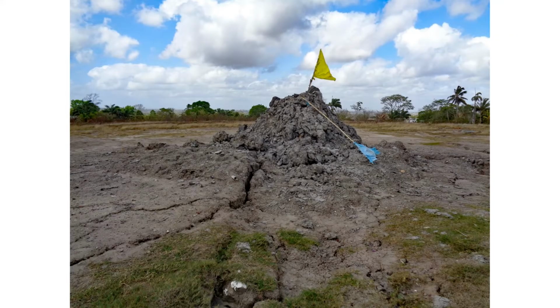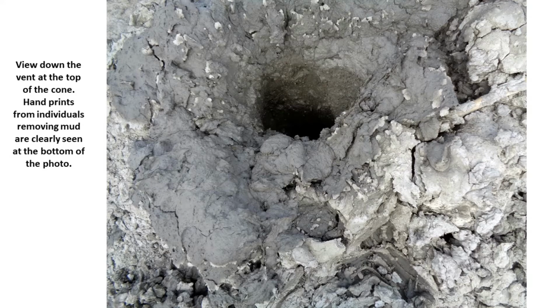In this south-looking view of the Piparo Mud Volcano main cone and vent, we see that one of the faults passes through the cone, with the side on the left being up and the low on the right. This is a view down the vent at the top of the cone. Handprints from individuals removing mud are clearly seen at the bottom of the photo.